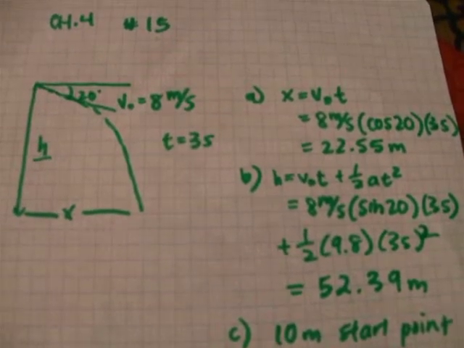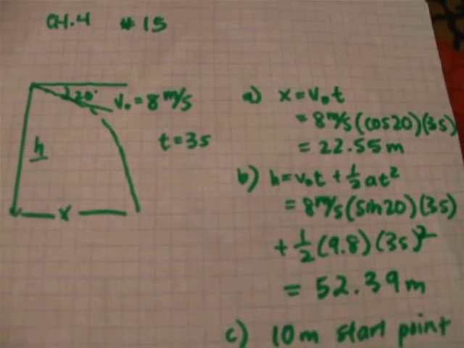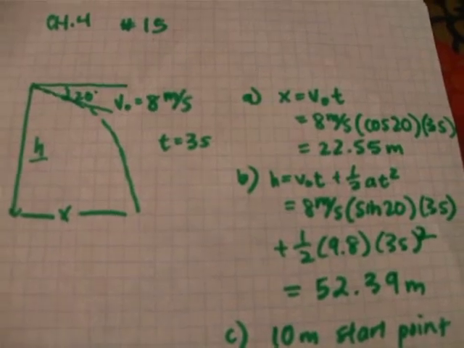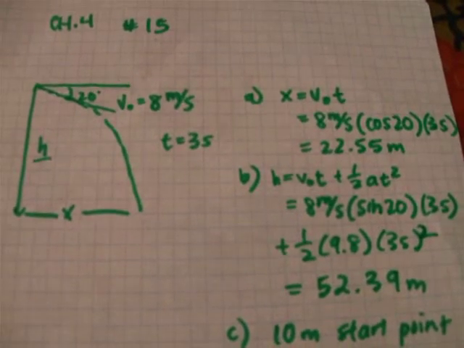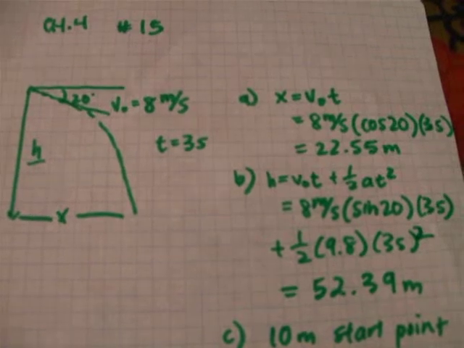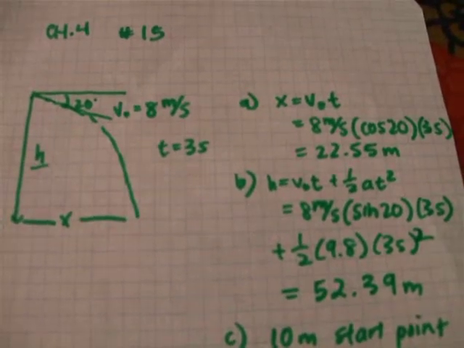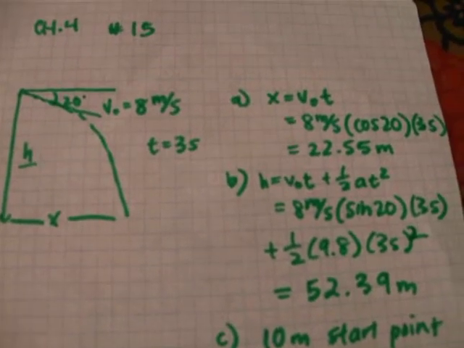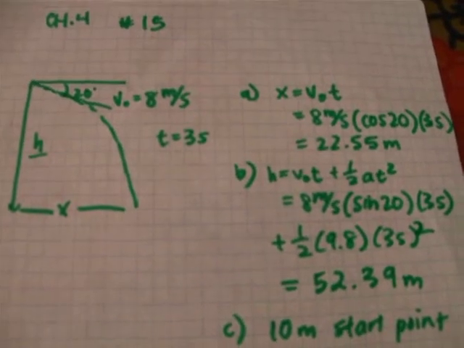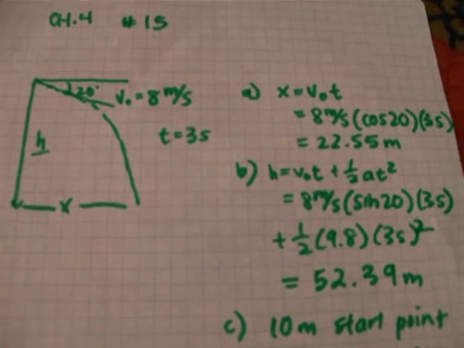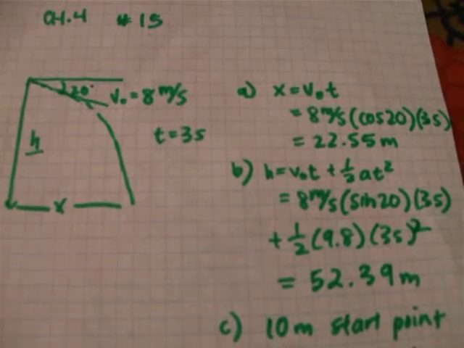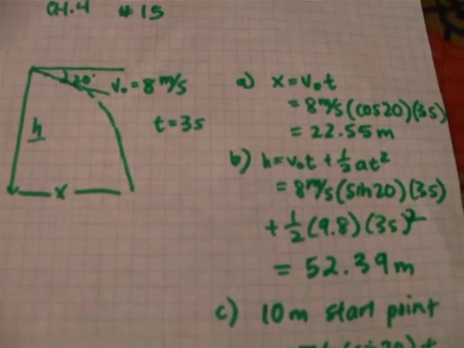So we just plug in what we were given, velocity. So velocity is 8 meters per second. And since it is thrown at an angle, we need to multiply that by cosine of 20, and we multiply that by the time, which is 3 seconds, and that yields 22.55 meters.